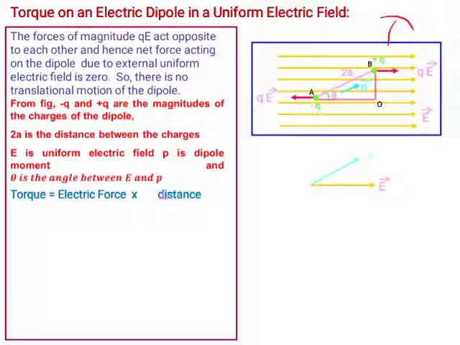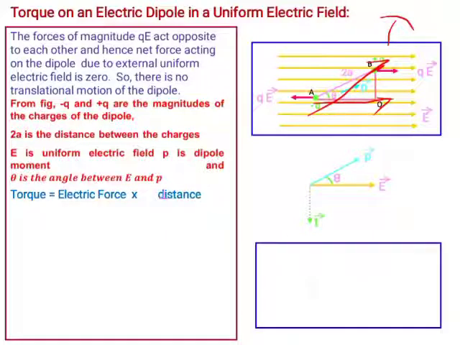Now, if we redraw the same lines, the dipole and this electric field separately, this is the dipole moment P, which we showed here. This is AB and this is E. Between them, theta is the angle. Between P and E the angle is theta. Then the torque is acting here.